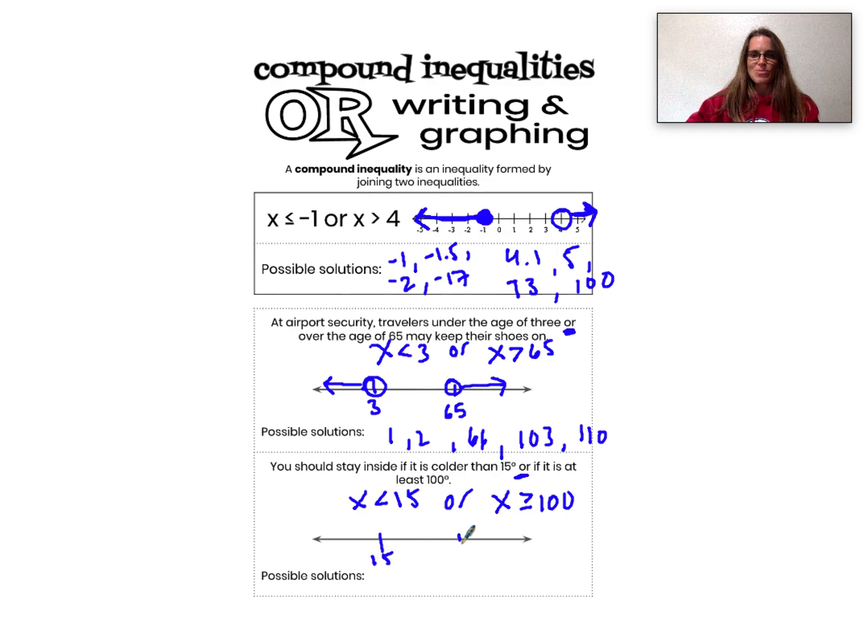Again, I'm going to let you just put two values on this number line to graph. So x is less than 15 or greater than or equal to 100. Possible solutions are 14, 13, -2, or values greater than or equal to 100. So it's okay if it's 100, 110. You should definitely stay inside if it's 130 degrees.